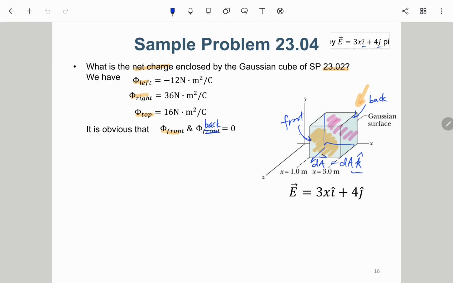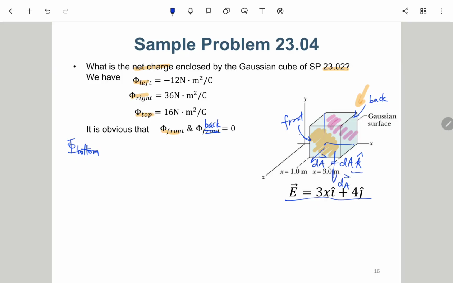So no matter which one is dotted with k hat, it will be 0. So it is clear that phi front and phi back must be 0. The remaining ones are left, right, top, and the bottom. The bottom one is here.